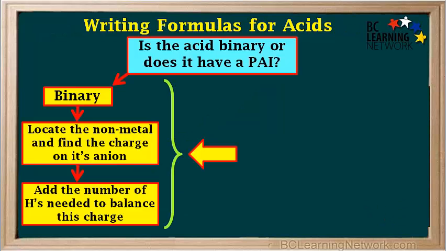So to summarize, if it's a binary acid, find the nonmetal and its charge on the periodic table. Then determine the required number of H+ ions to balance this charge, and use these to complete the formula.